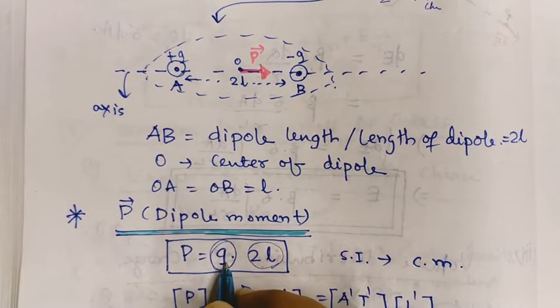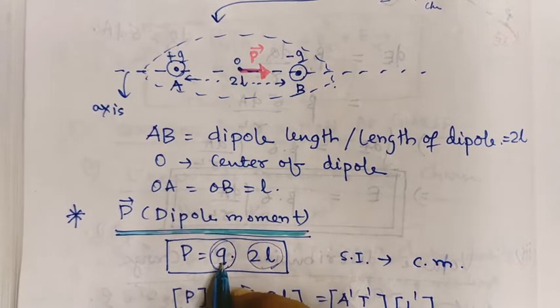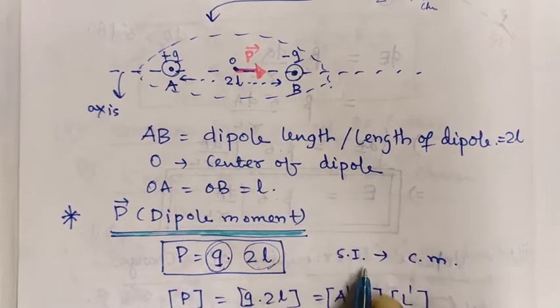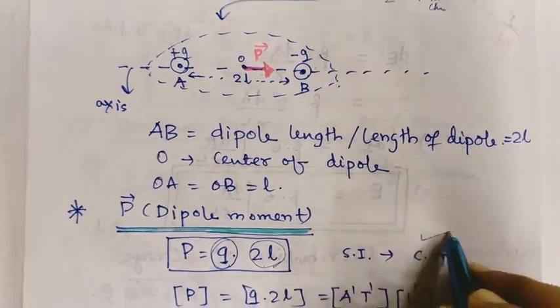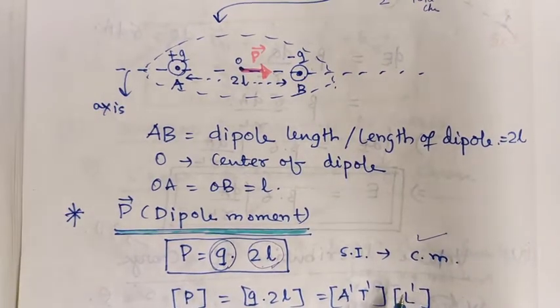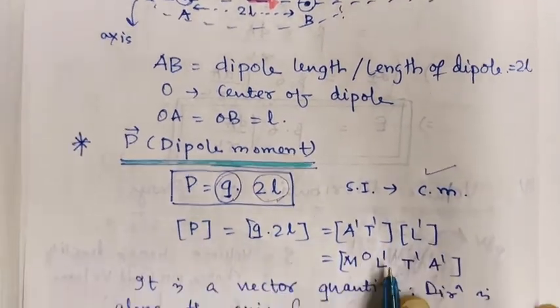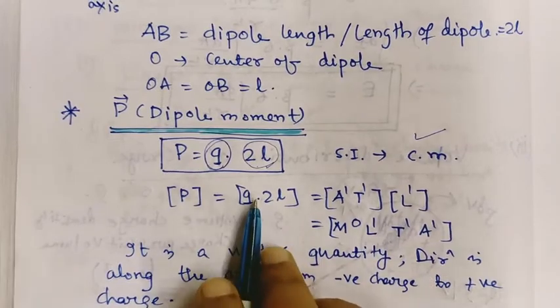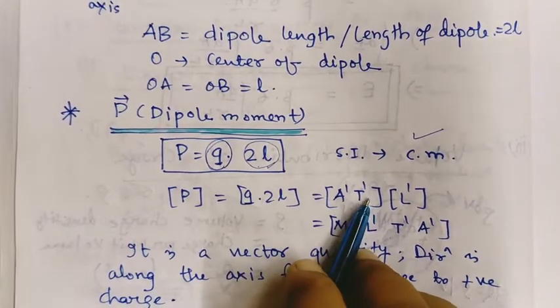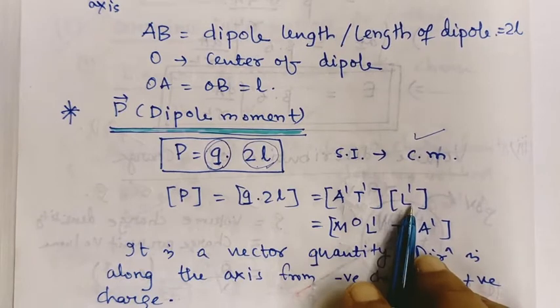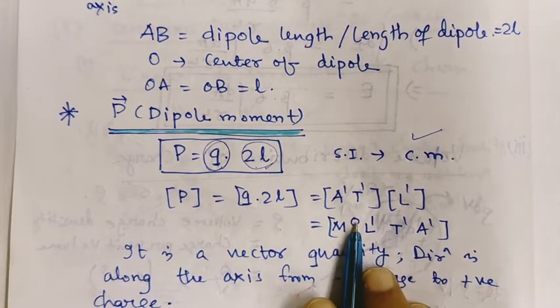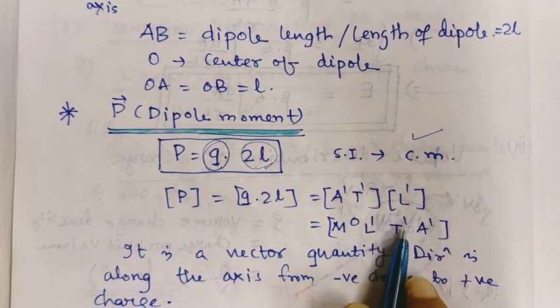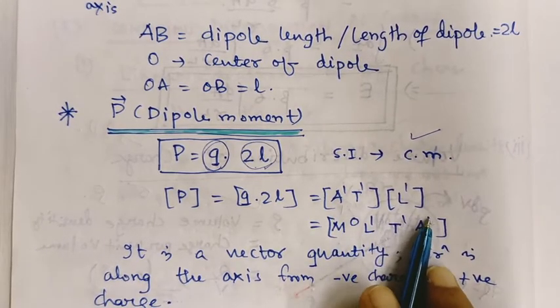You never say charge of the electric dipole. What will you say? Charge of each pole of the dipole. And its SI unit is coulomb for charge, meter for length. So its SI unit is coulomb meter. And its dimensional formula is like this. For charge we can write A1 T1. For length we write L1. So the dipole moment dimension is M to the power 0, L to the power 1, T to the power 1, A to the power 1.